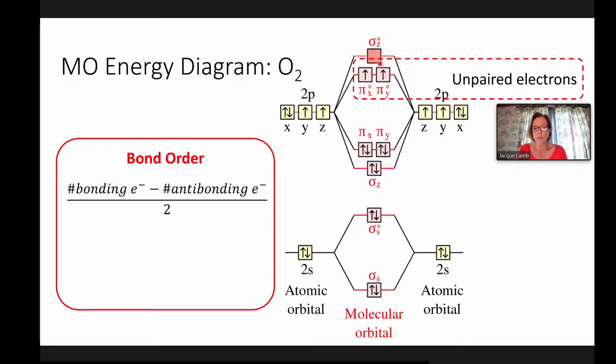When we look at the bond order of this, we take 2, 4, 6, 8 electrons in bonding orbitals and subtract from that 2, 4 electrons. 8 minus 4 divided by 2 gives you a bond order of 2. So we still get the same bond order. It's a double bond, but now in this case, we have these unpaired electrons, which give us the magnetic properties of oxygen.